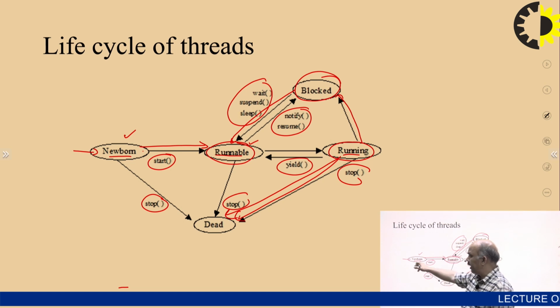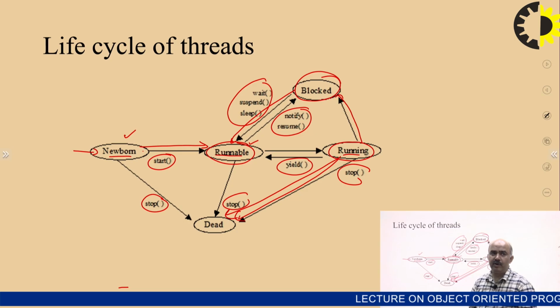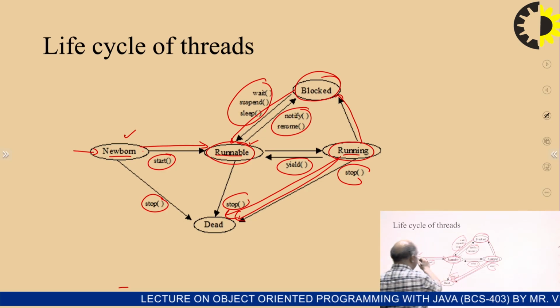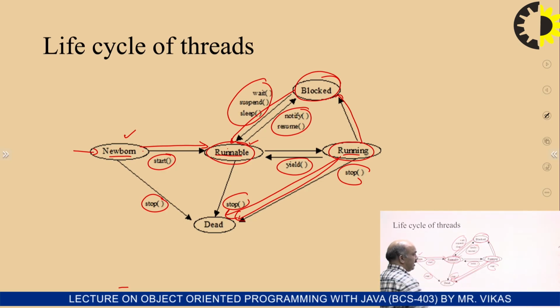So they directly stop, and the system will destroy those threads. They move to that state in this case. Okay. So again, they move from newborn to the runnable state in this case.